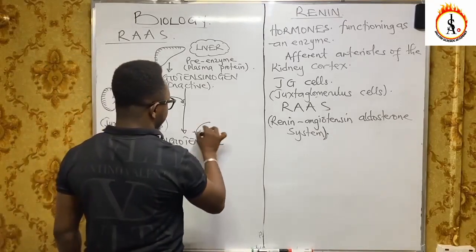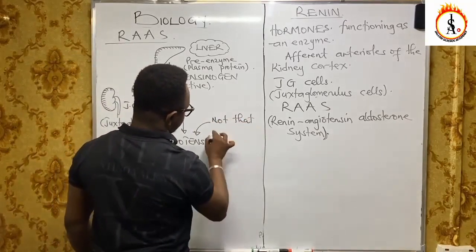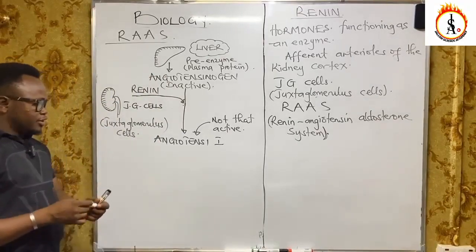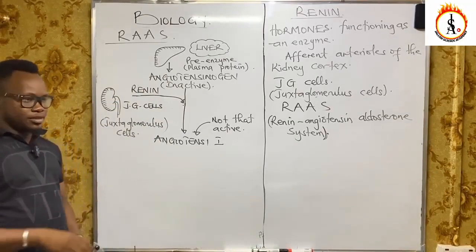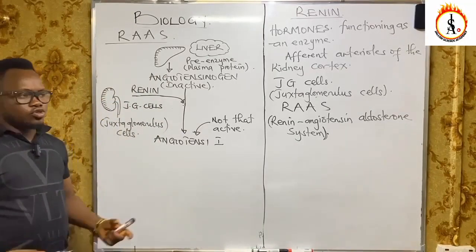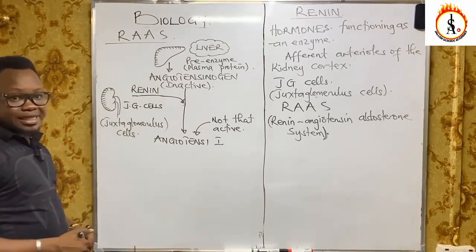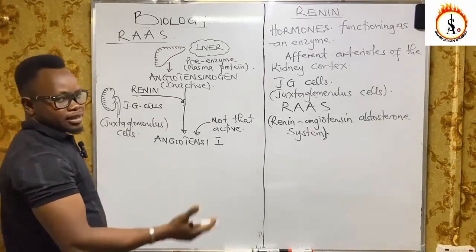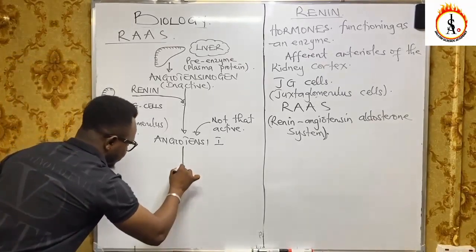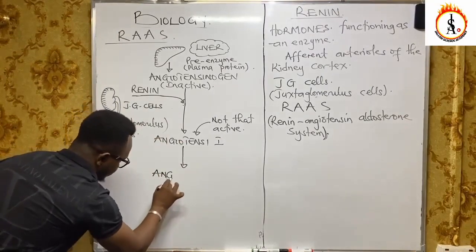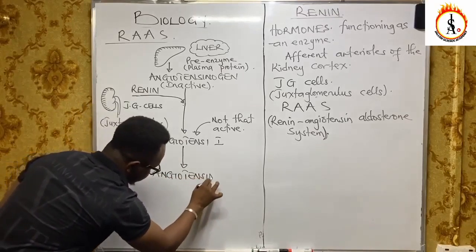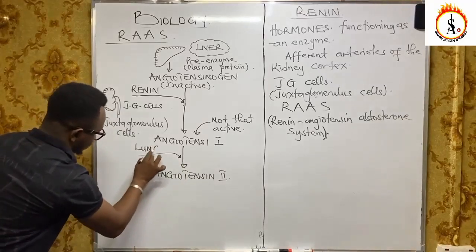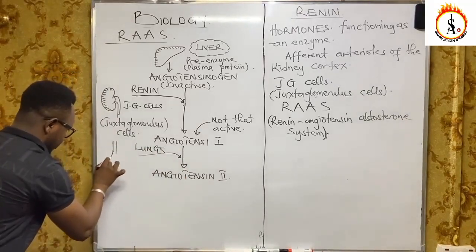This angiotensin 1 is not that active at all. So you have these angiotensin converting enzymes which are flowing inside the blood. When they come into your lungs, they are found inside the lungs, stored as ACE, the angiotensin converting enzymes. So it is going to convert this angiotensin 1 into angiotensin 2. It is the lungs that do that conversion.